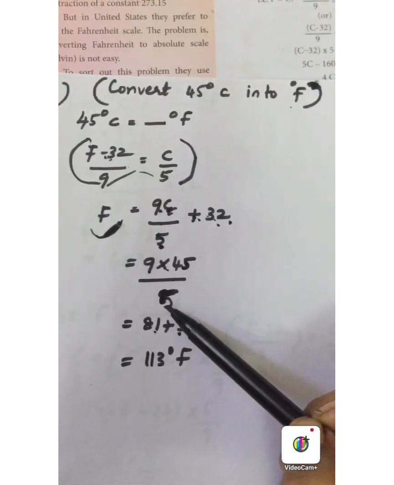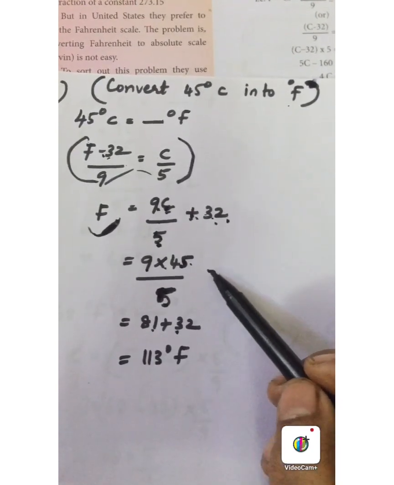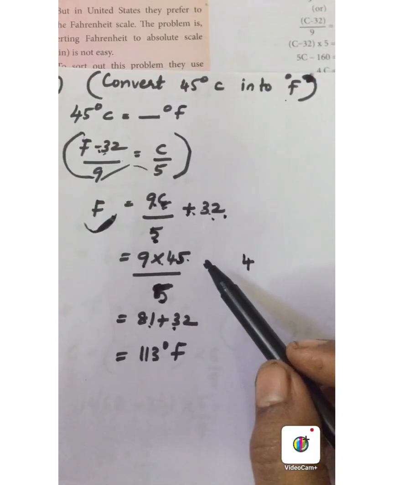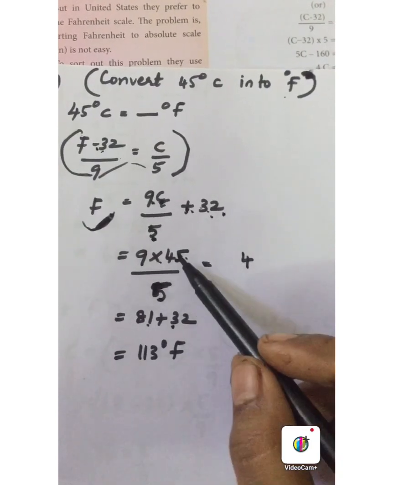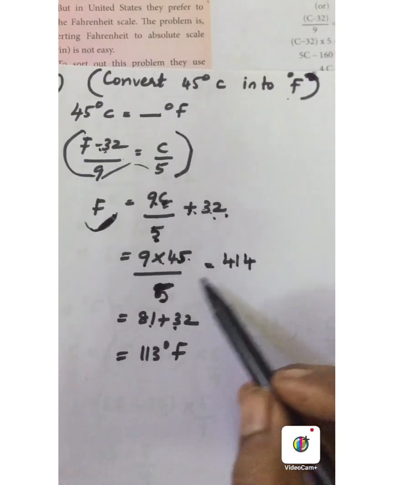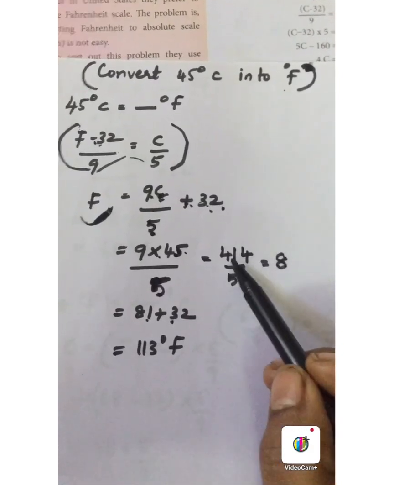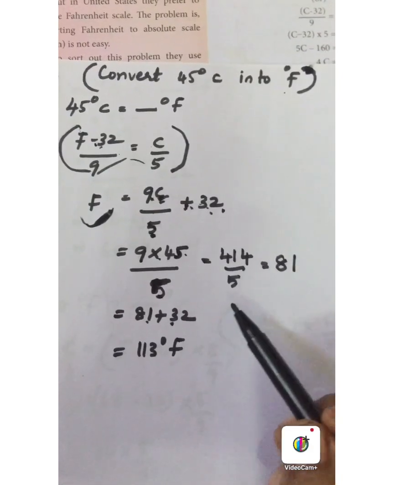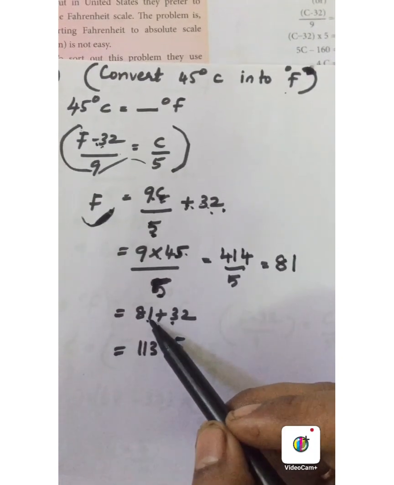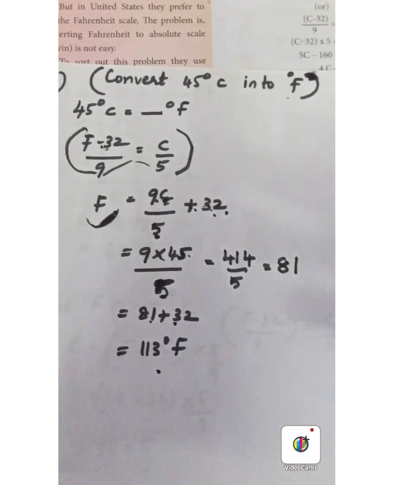Then 9 into the Celsius value 45. 9 into 45 divided by 5 plus 32. When you multiply the 9 with 45, we can get the answer. 9 fives are 45, so 4 and remaining 5. Then 9 fours are 36, 36 plus 4, 40 and 5, so 405 divided by 5. So the answer is 81. So we get the answer 81. So the 81 plus 32, the answer is 113 degrees Fahrenheit.